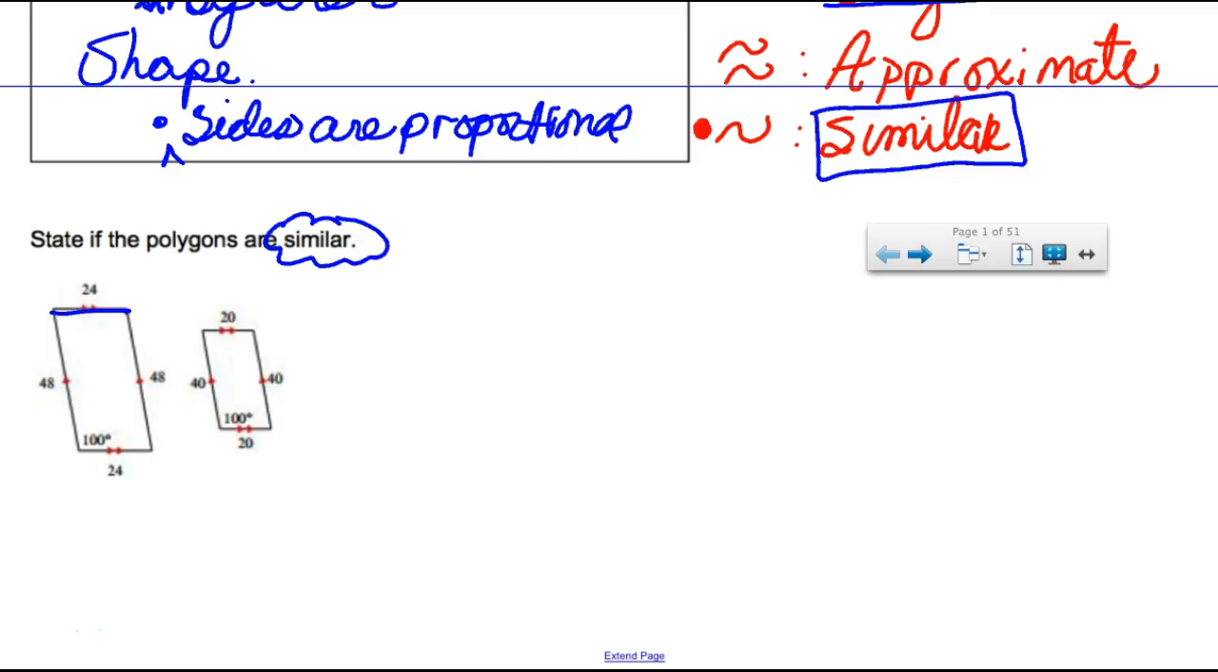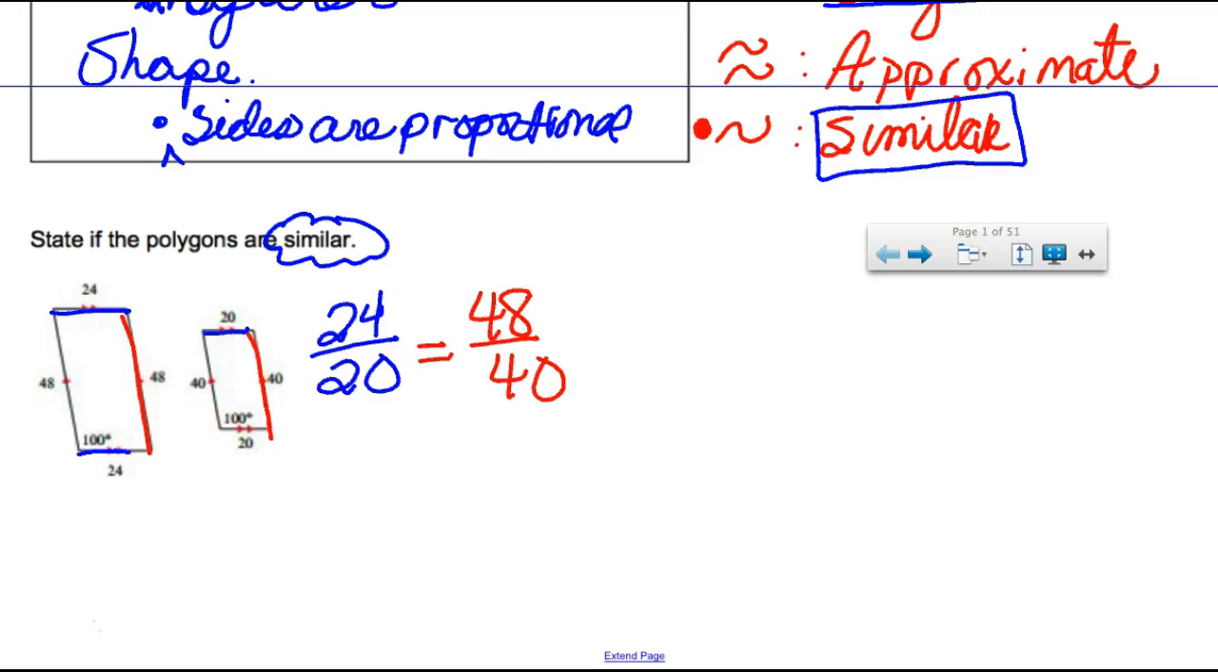Let's go take a look. Who corresponds to 24? 20 does. So that pair, if these are similar, has to be in the exact same ratio as this pair, which has to be in the exact same ratio as the bottom pair, but that's the same as the first one, which has to be the exact same ratio as the left ones, but that's the same as the second one. So really I just have to check and see if these two fractions are equal.